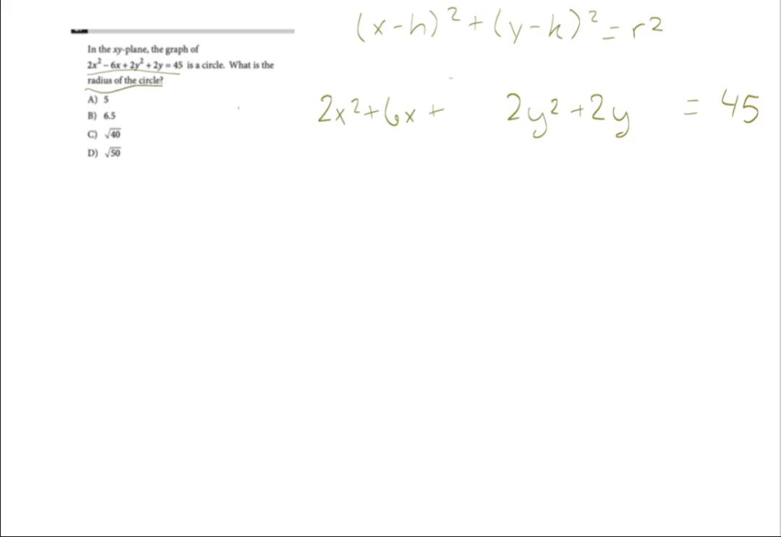The other way to do this would be if they had possibly given us a point. We might have been able to try and figure out what the radius was, but they didn't give us the center. They didn't really give us anything. So we don't know anything yet. So this is the way we go about it.